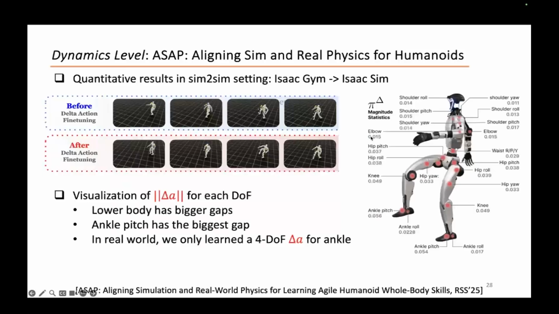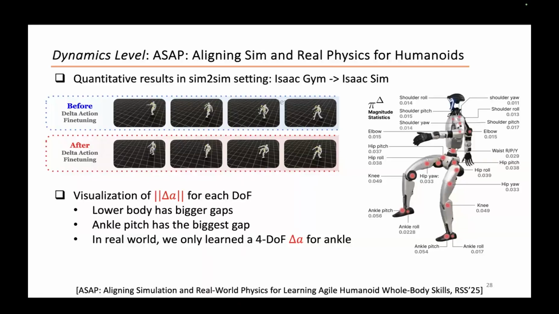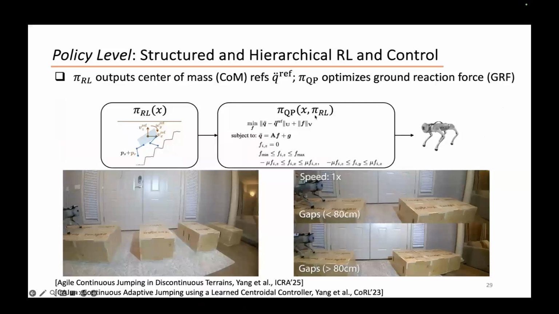Okay, I think I will skip this slide due to a time limit, but this slide is more like to visualize what delta A actually learns. By the way, this framework is not only for Sim2Real, we also do a lot of Sim2Sim, right? We actually quantify a lot of results in Sim2Sim, but I will skip this slide.